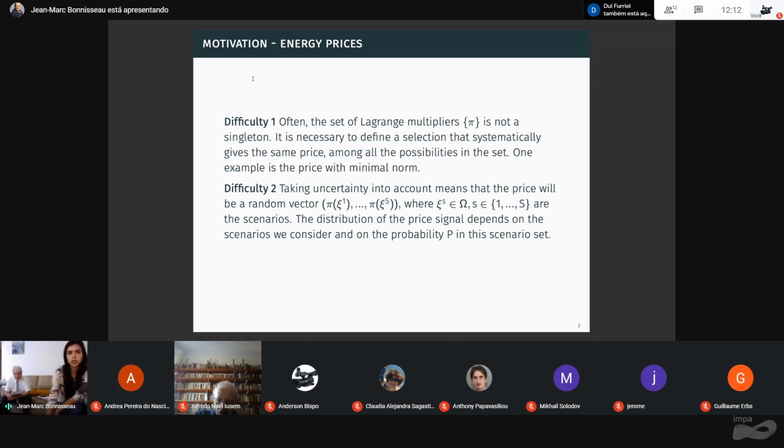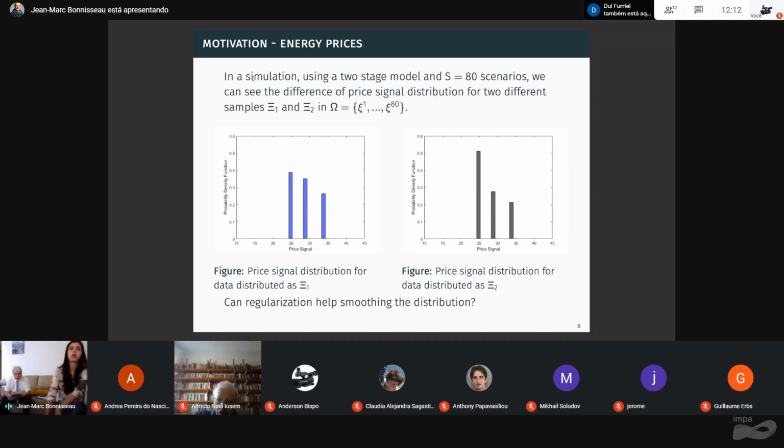To illustrate difficulty two, we show a simulation we have done in a two-stage model with 80 scenarios. Here we consider two samples, xi1 and xi2, and we see the different distributions of price signal of these two samples. These two distributions have different expected values and variance, and these parameters are important to make decisions. So we ask if a regularization can help us to smooth this distribution.